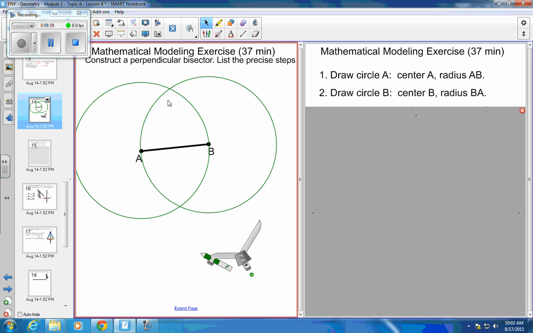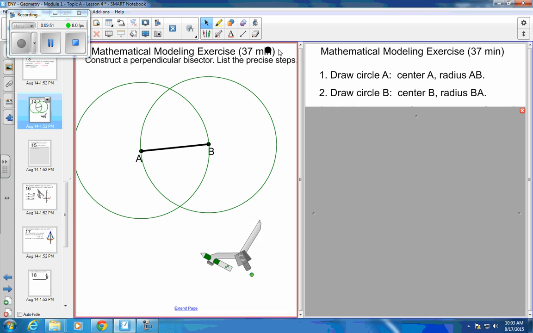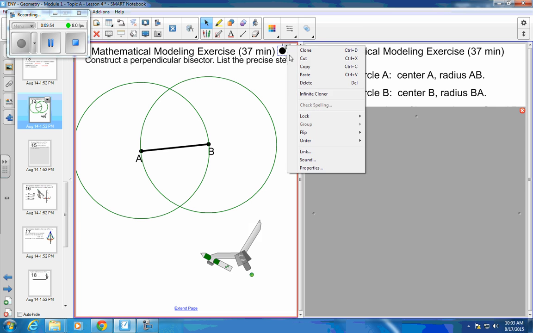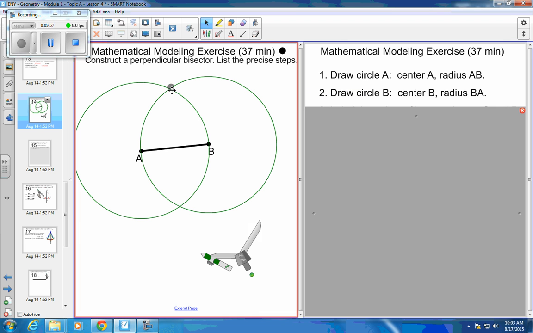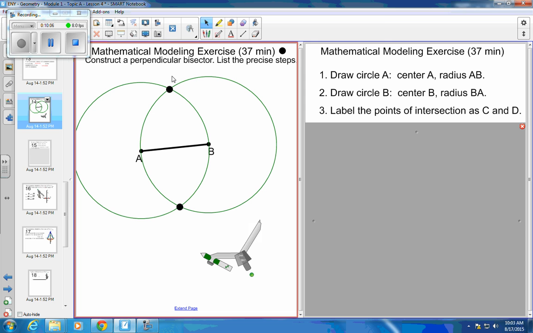Okay, the next step is going to be to label my intersections. So I need to label my intersections here. So I need a dot. Put that up here. Okay, so I've got a dot to label that one and a dot to label that one. And I am labeling my points of intersection as C and D. So labeling point of intersection C, labeling point of intersection D. Then I'm going to draw a segment that connects C to D.